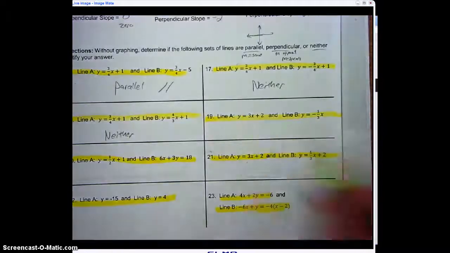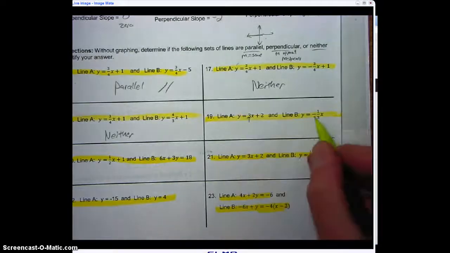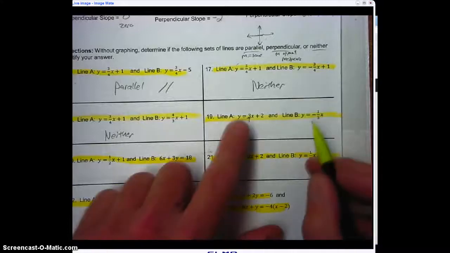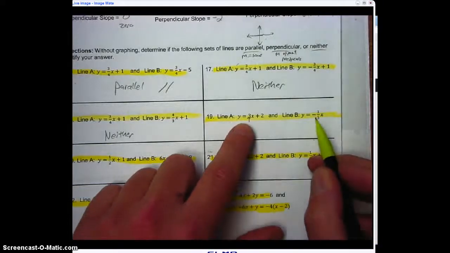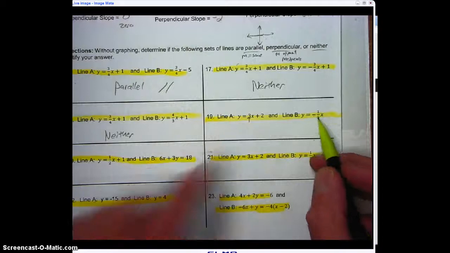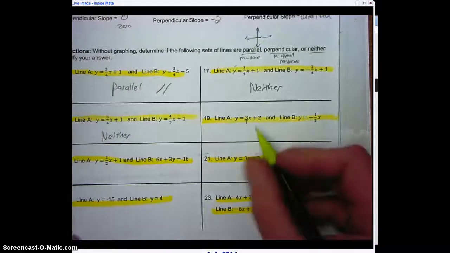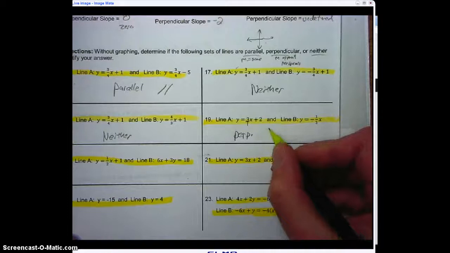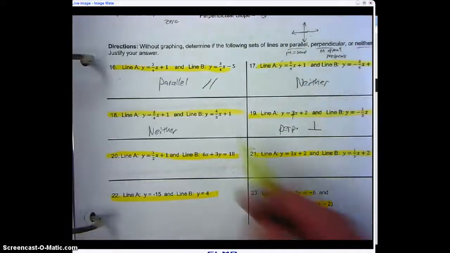Number 19. 3 and negative 1/3. Well, certainly they're not the same. Well, are they opposite reciprocals? Is 3 over 1 the opposite of negative 1/3? It sure is the opposite. And guess what? They are reciprocals, so it is perpendicular. And the symbol for that's an upside down T. I'm going fast, but you'll get the gist.